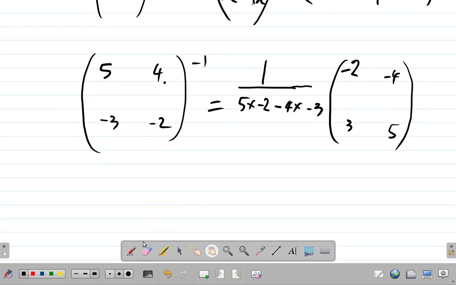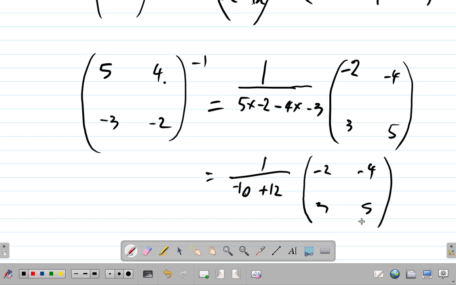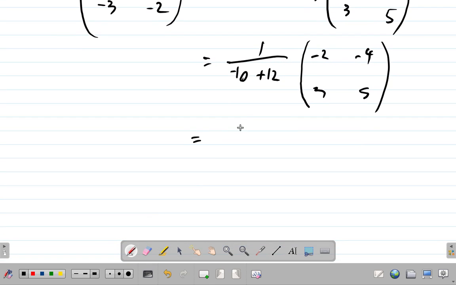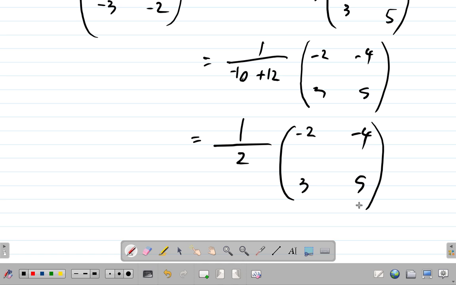So what you have is 1 over 5 by negative 2, a negative 10, plus 12, because negative 4 by negative 3 is a positive 12. And the matrix negative 2, negative 4, 3, 5. You see? Then after that, 1 over 2. So this is half times the matrix negative 2, negative 4, 3, 5.